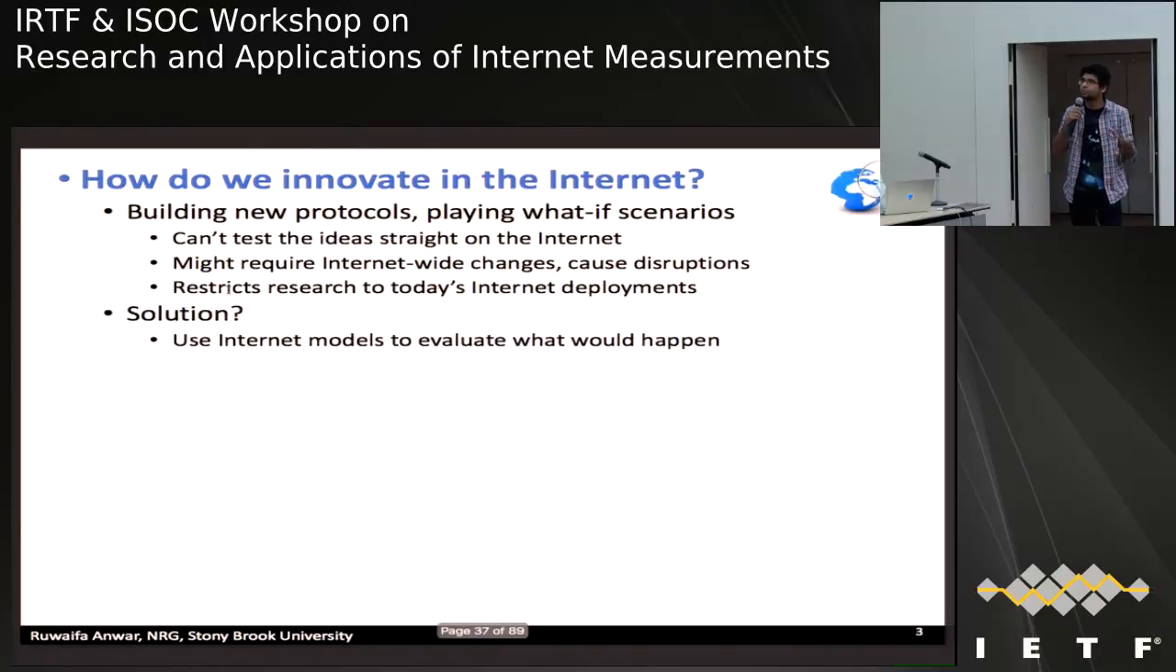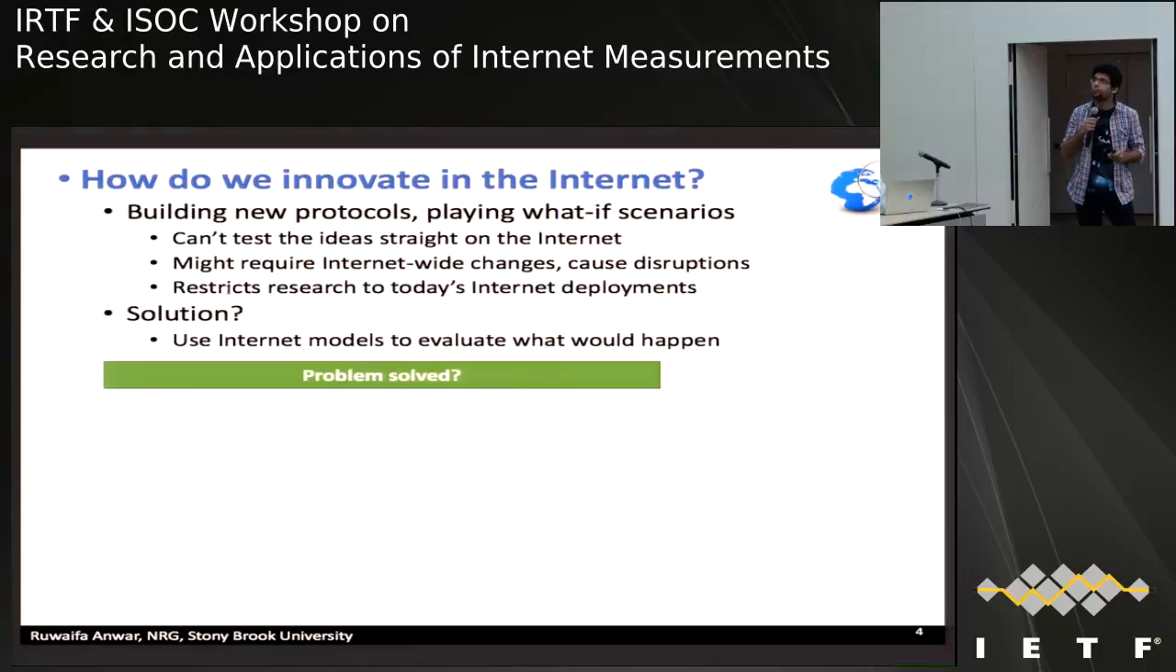We use internet models for that. We can use internet models of routing policies, AS topologies, and traffic matrices to accomplish these goals. So is the problem solved? Not really. We don't really know how well these models actually perform.